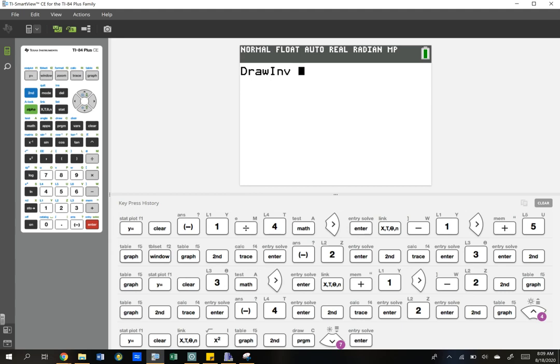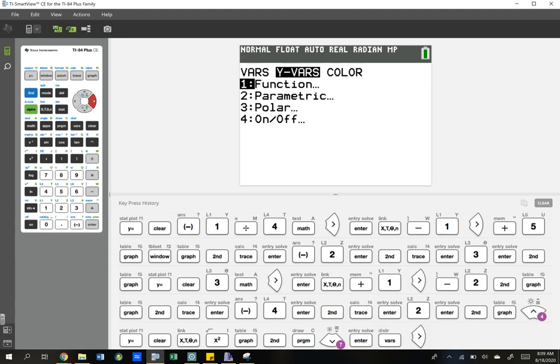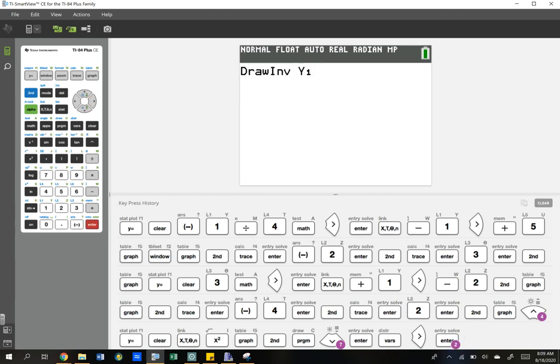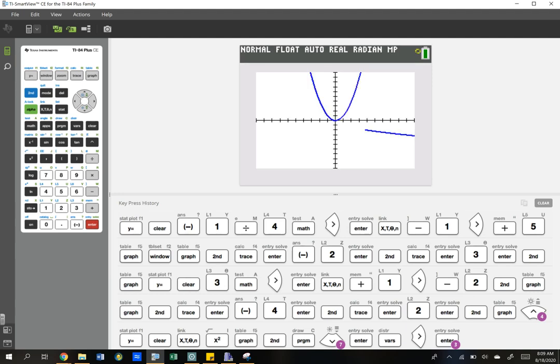All right, and we're going to tell it what inverse I want to draw. So I have to tell it what function I want. I'm going to go to vars, y vars, enter, enter. So I want it to draw the inverse for the function I put in y1, and hit enter. And there you go. It's drawn the inverse. So it only draws the inverse. It doesn't actually give you the equation.